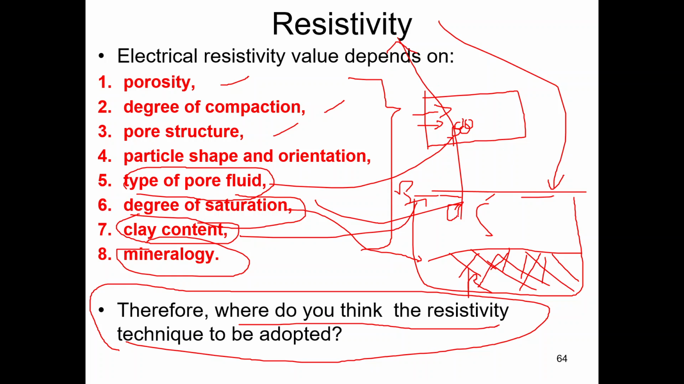Or to differentiate fresh water and salt water. Salt water has a very high concentration of ions compared to the fresh water, so you are able to see the differences in the resistivity value.